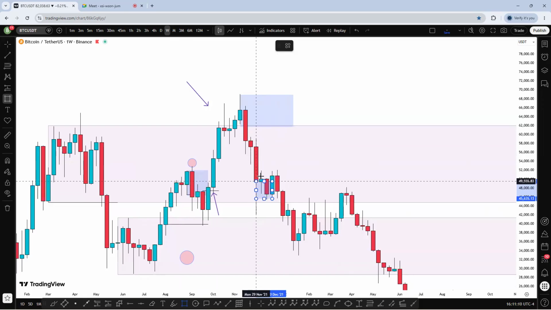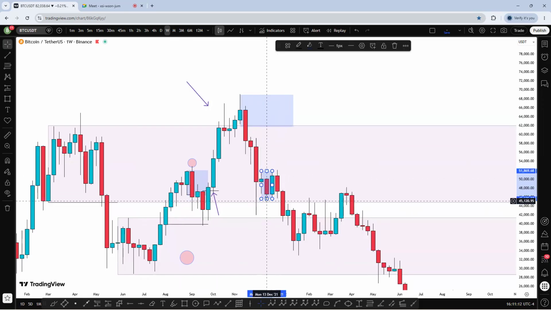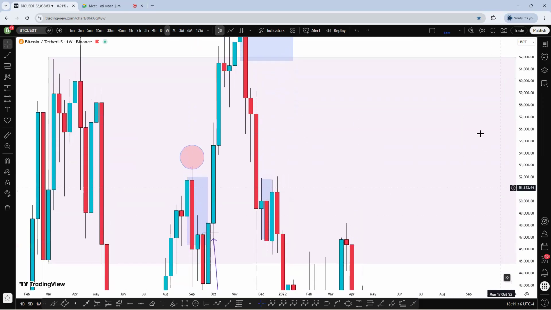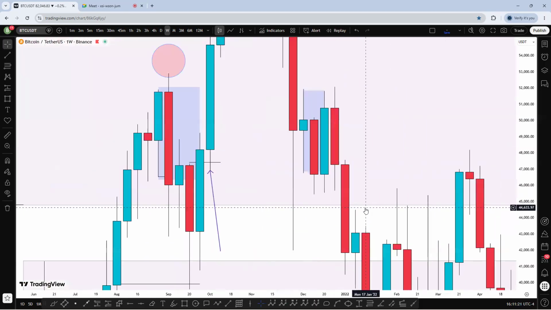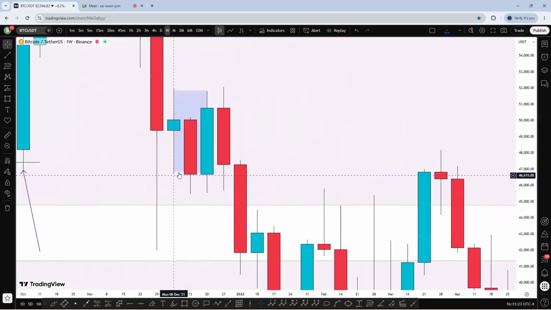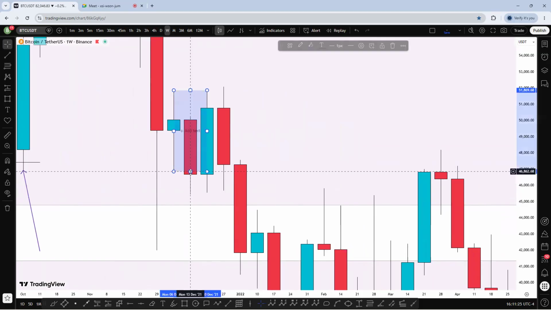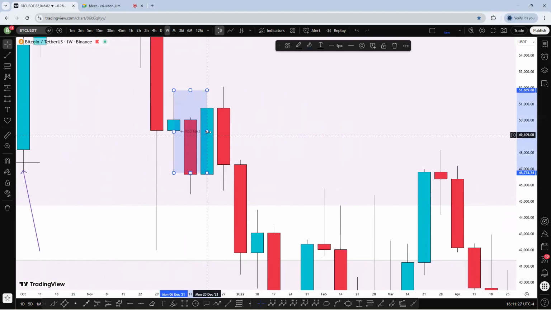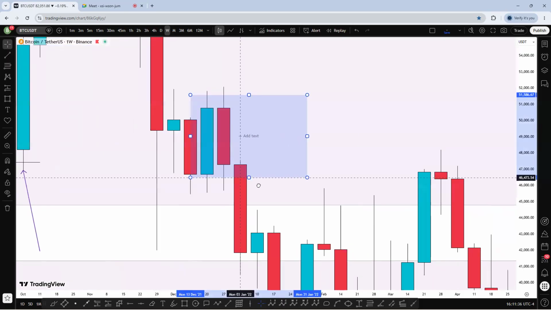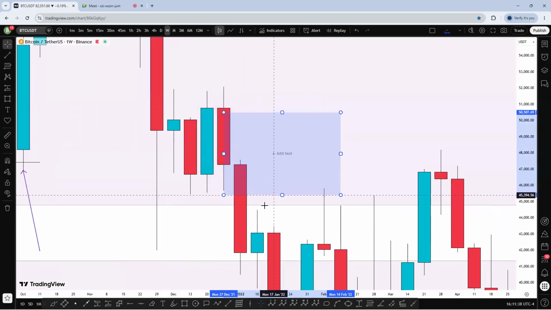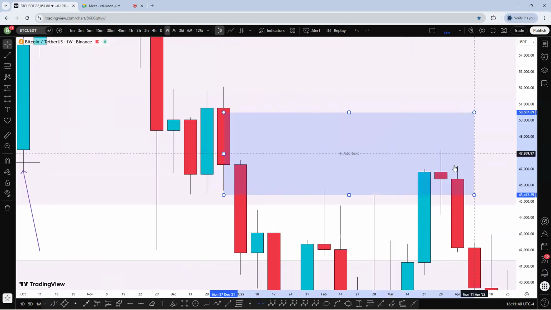Yeah, we got another zone here. You see price closed below the wick. And then price is trying to test the zone and then went down. After going down, a new zone is generated. Price testing the zone around here.